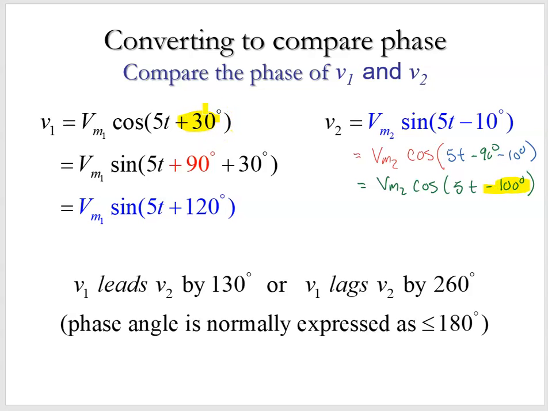So in both cases, here we compare the minus 100 degrees to plus 30 degrees, and we can see that V1 is leading by 130 degrees, and in this case, we're comparing 120 degrees to the negative 10 degrees, and V1 is leading by 130 degrees. We could also say that V1 lags V2 by 260 degrees, but again, normally our convention is we want that to be less than or equal to 180 degrees.